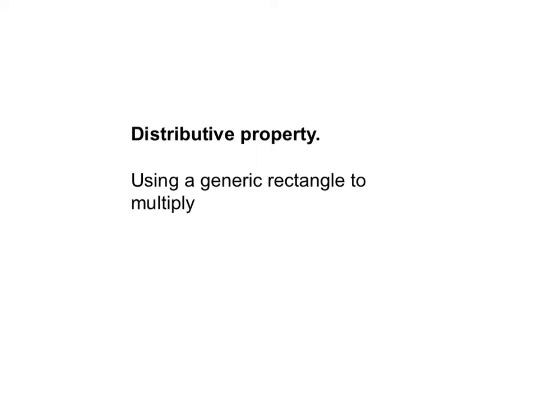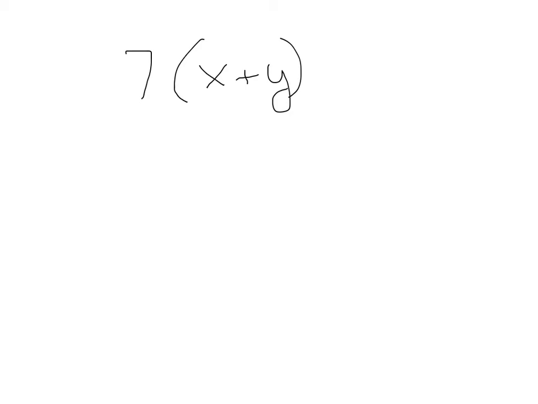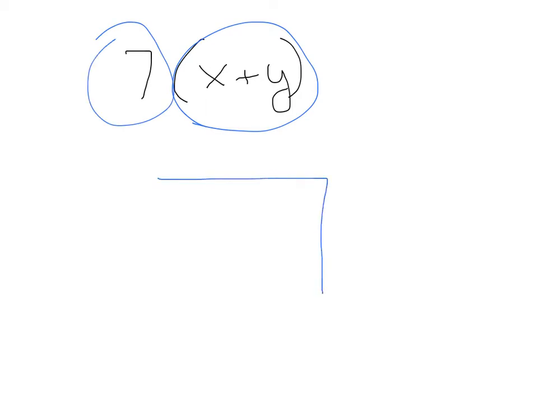This is going to be a quick video about the distributive property and a way to use a generic rectangle to multiply terms. So let's say you have the number 7 times the quantity of x plus y. So I'm going to have to multiply this amount times the number 7. So I'm going to think of this as a rectangle with the length being 7 and then the width being x plus y.